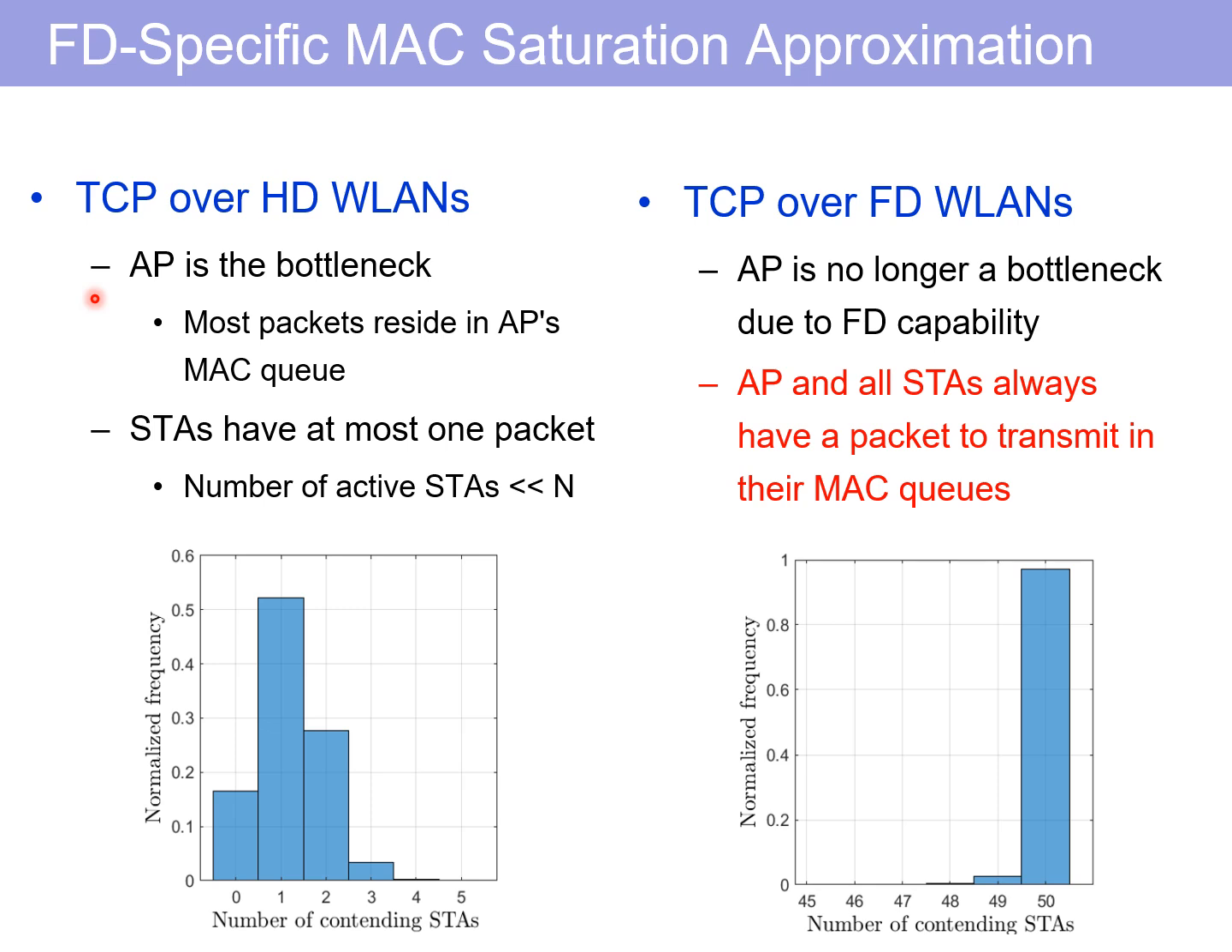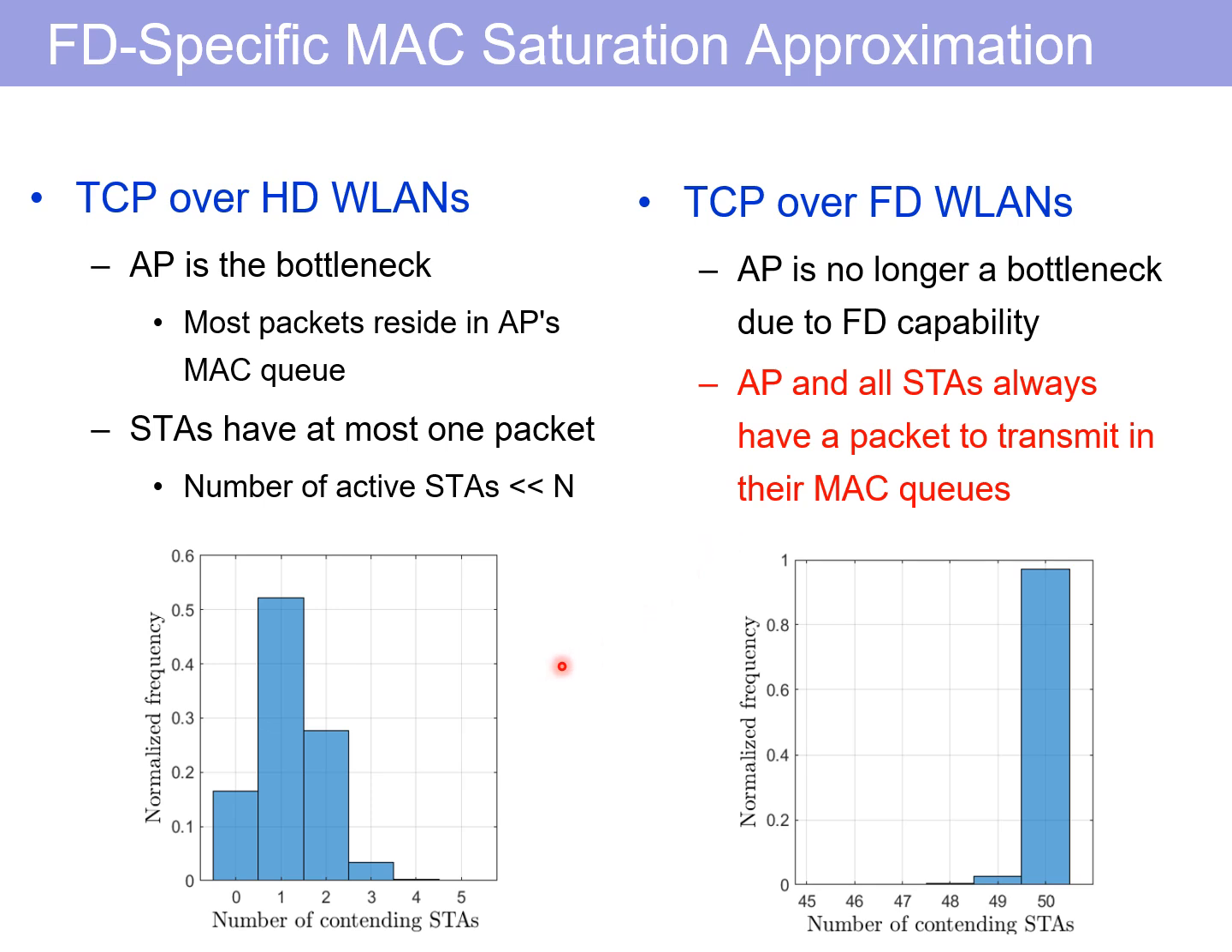Thus, as mentioned before, the stations have at most one packet in their MAC queues. The number of active stations, or in other words, the number of stations that are contending for the channel at any given point, is much lesser than the total number of stations n. However, in TCP over FT Wi-Fi, the AP is no longer a bottleneck due to its FT capability, and the AP and all STAs always have a packet to transmit in their MAC queues.